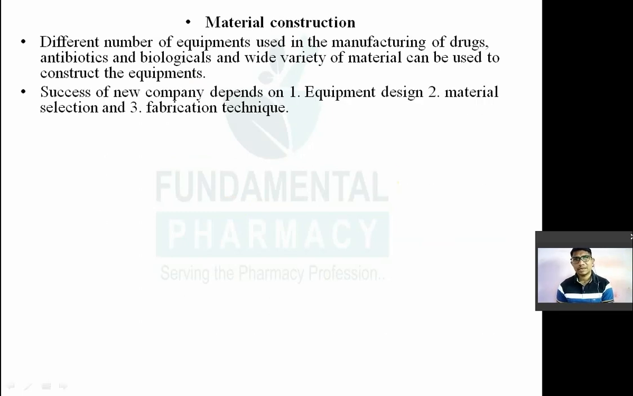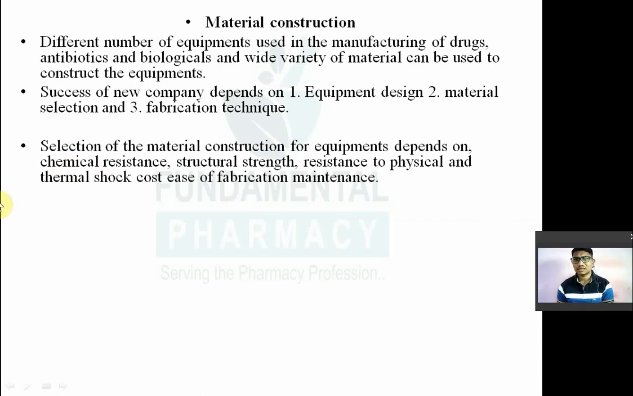Okay, so the success of any company depends on three things. The first one is the equipment design. So how equipment is designed in their company. The success of the company depends on equipment design, material selection, then fabrication technique. So these are just points on how any pharmaceutical company will succeed. Selection of material of construction for equipment depends on the chemical resistance.